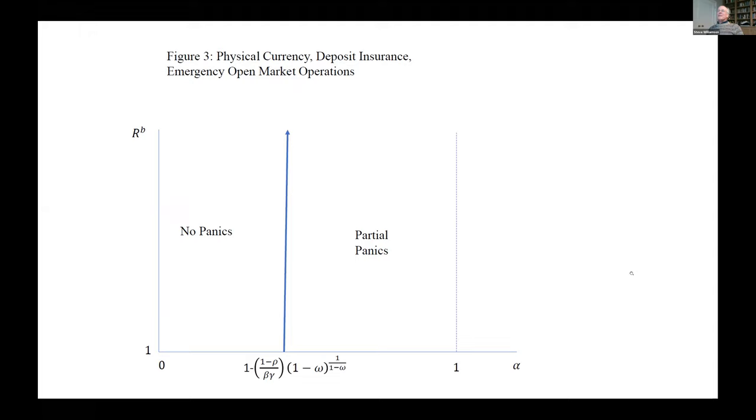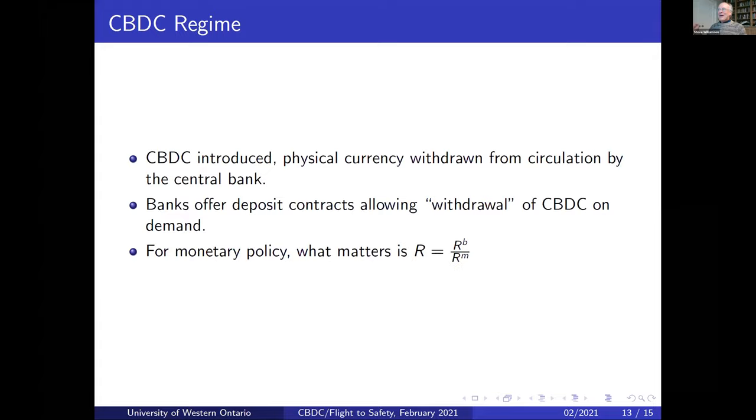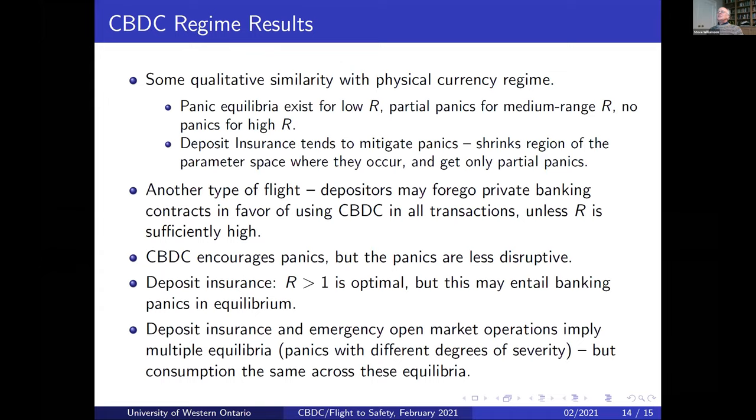Okay, so I've got a minute or something to tell you about the CBDC case. In this case, what matters is the ratio of the gross nominal interest rate on government debt to the gross nominal interest rate that the central bank's paying on the digital currency. So that's the relevant monetary policy variable here, the conventional monetary policy variable.